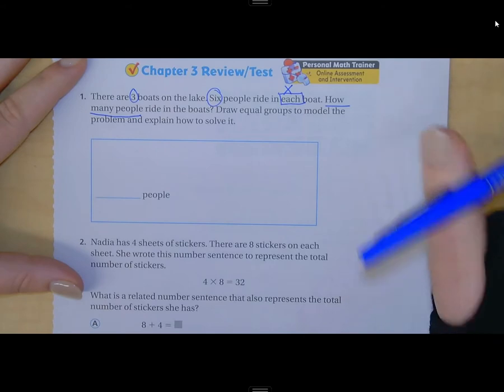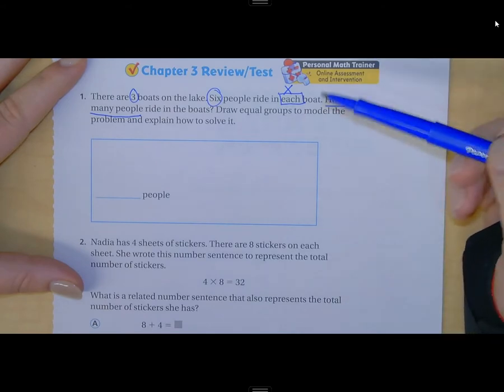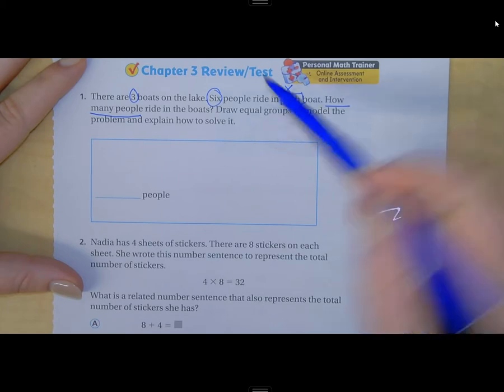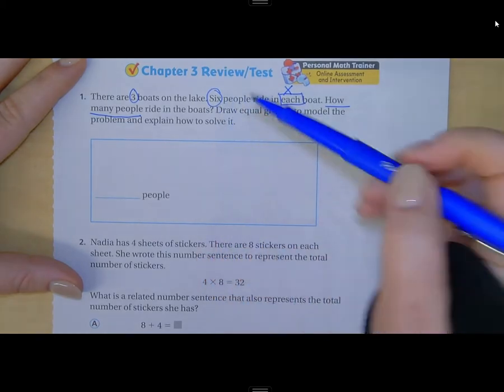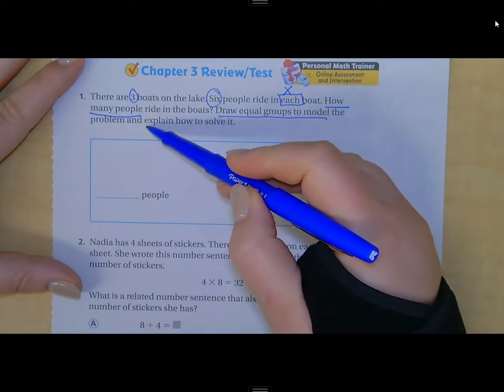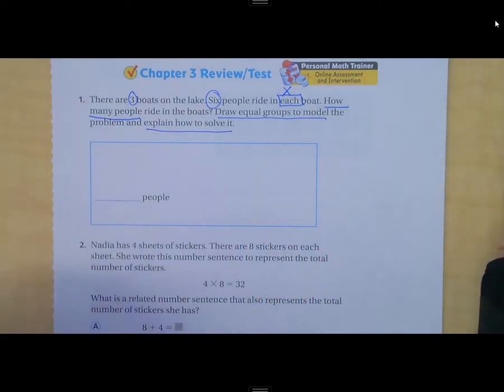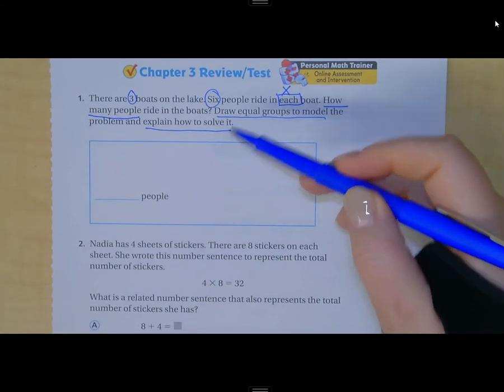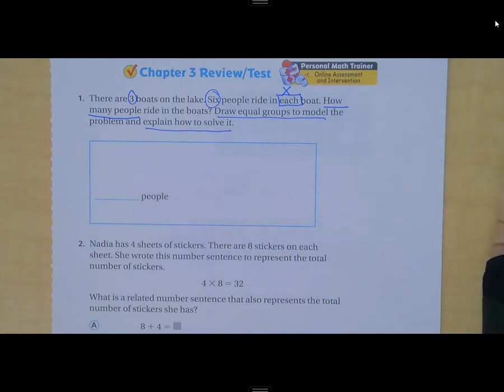Okay, now here's where this is very important. You need to make sure you read all of your directions and follow all of your directions. Your directions say, draw equal groups to model and explain how to solve it. So you're going to be doing 3 things here. You're going to draw equal groups, explain how to solve it, and write your answer.